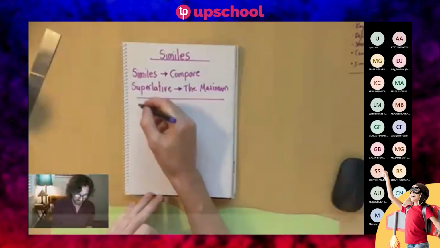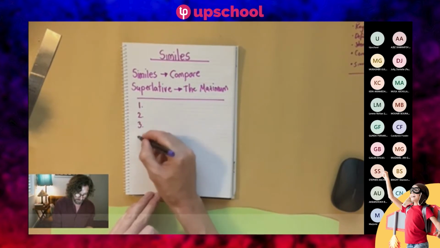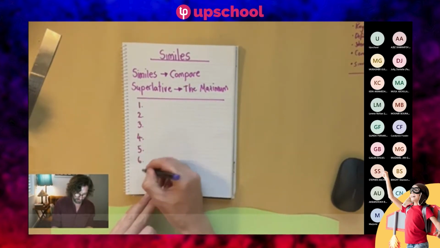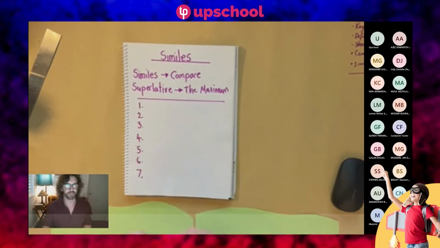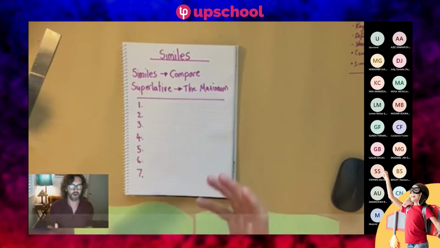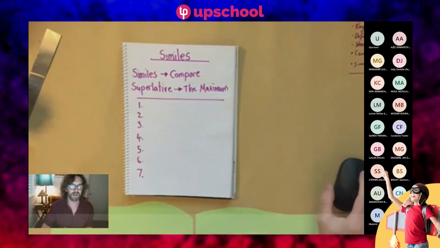So what you'll need to do in your book is this. Just put down number 1, number 2, number 3, number 4, number 5, number 6, and number 7. And next to those numbers in a second, you're going to try to write down what was the simile that was in my mind. Okay, are we ready for the quiz?